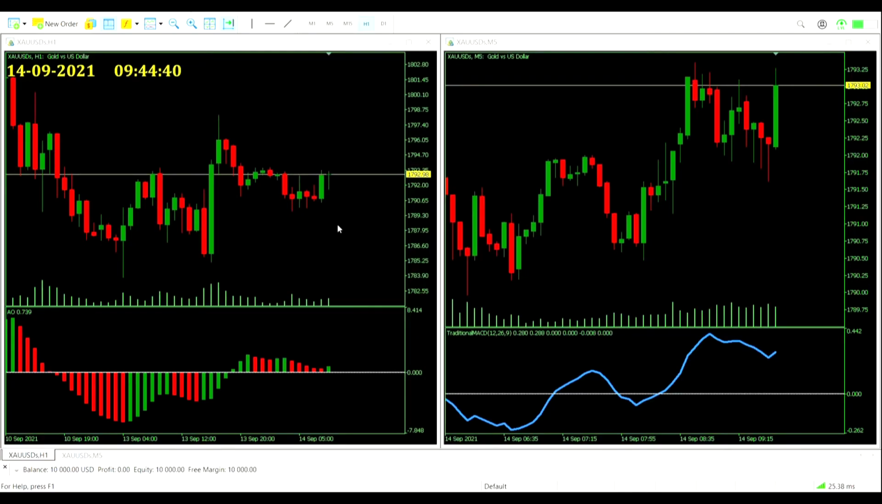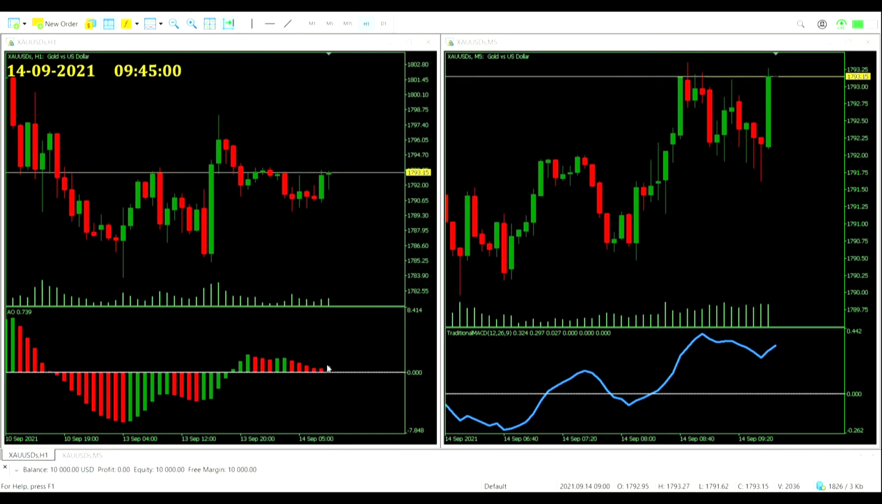Here we are then, 2 gold charts pulled up. It's just about 9:45 in the morning now. On the left hand side, we've got the 1 hour gold chart, which has got our Awesome Oscillator pulled up. That's showing a value above 0 at the moment, so it'll be buy signals only over on our 5-minute chart here with the MACD line pulled up.